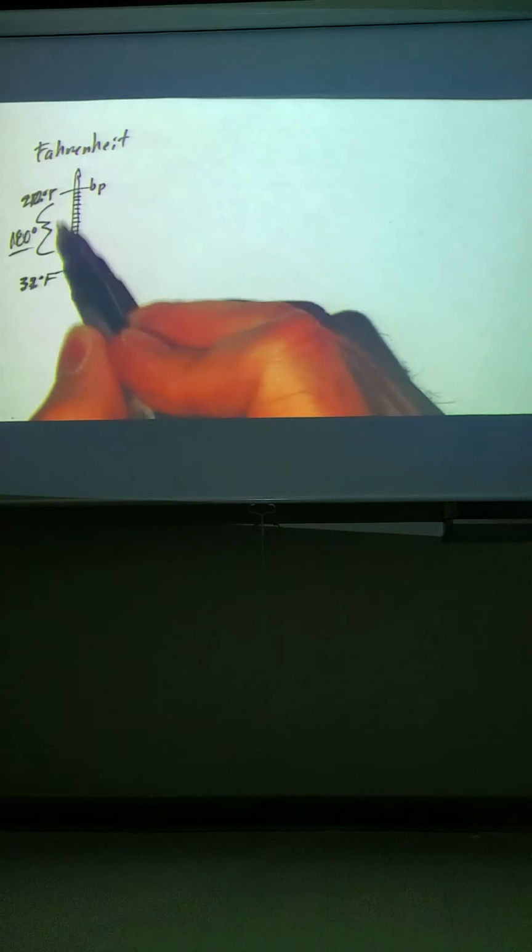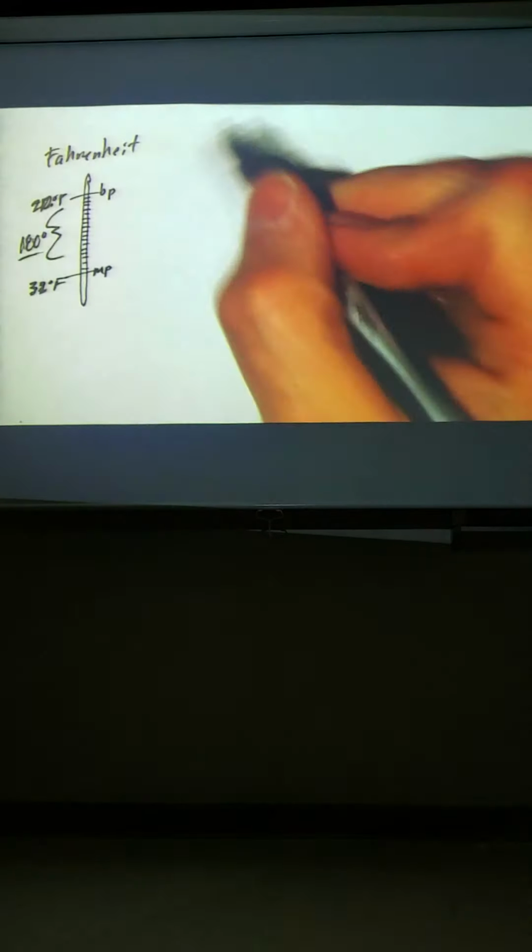Because these numbers were kind of weird, his 100, just for historical context, was his armpit. He may have had a fever. He called it 100. We use 98.6 nowadays, but that's where 0 and 100 were. This is just where water happens to fall in that scenario.